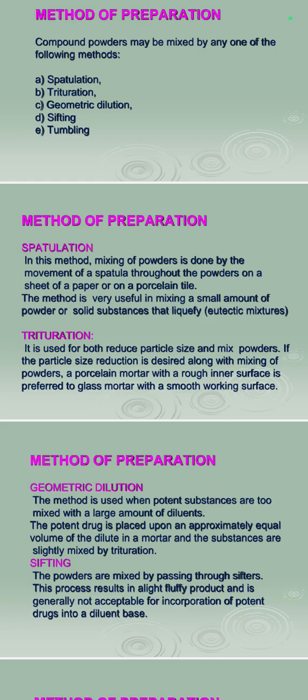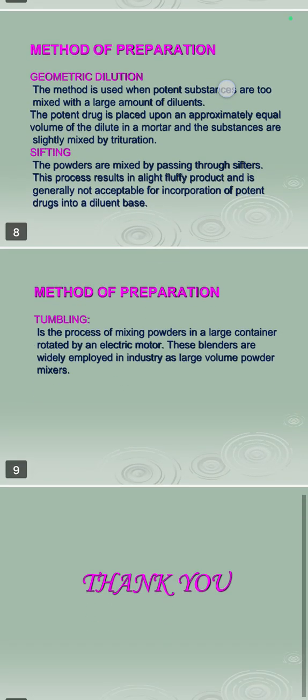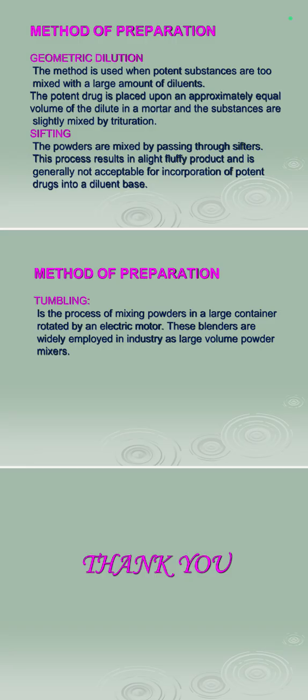Under the trituration method, it is used for both reducing particle size and mixing powders. If particle size reduction is desired along with the mixing of powders, a porcelain mortar with a rough inner surface is preferred to a glass mortar with a smooth working surface. Under geometric dilution, the method is used when potent substances are to be mixed with a large amount of diluent. The potent drug is placed upon an approximately equal volume of the diluent in a mortar and the substances are slightly mixed by trituration. In the sifting process, the powders are mixed by passing through sifters.